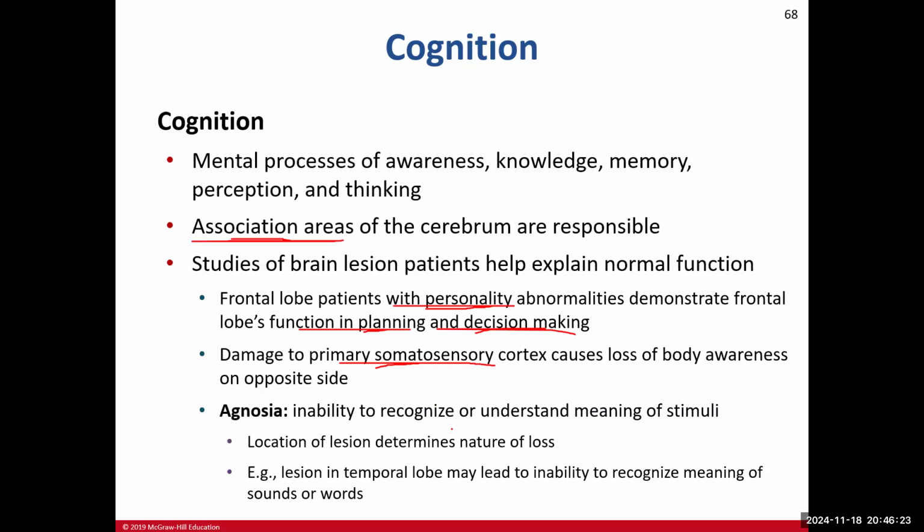So when you lose the ability to recognize a sensation or a stimulus, we call that agnosia. The example given here: a lesion in the temporal lobe may lead to the inability to recognize the meaning of sounds or words. Because remember, your temporal lobe has to do with hearing. And so if you damage that temporal lobe area, you will lose that ability. Like speaking, if you were to damage your Wernicke's area, which is that speech comprehension I was telling you about, you could hear what I was saying, but you just wouldn't understand what I was saying.